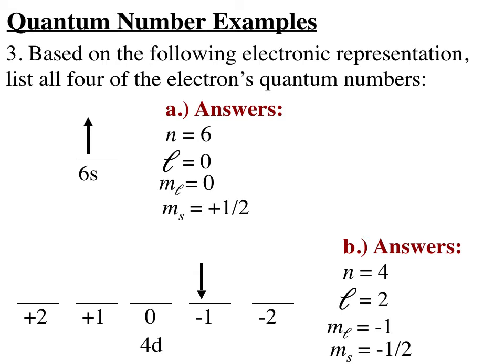And because the fourth box over, with the -1 designation, has a line on it, I'm going to say m sub L equals -1. And since the arrow is pointing downward, m sub S equals minus 1/2.